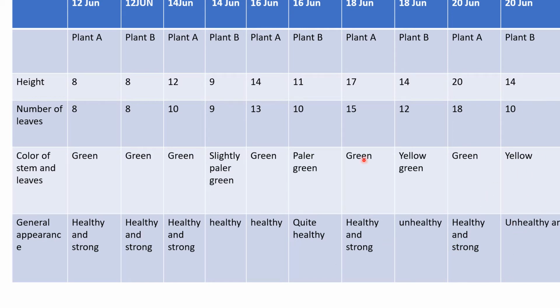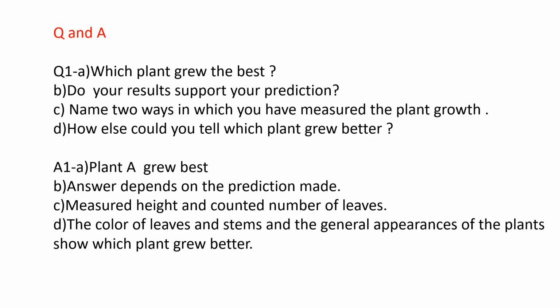Now let's discuss the questions and answers on the next slide. Which plant grew the best? Plant A grew the best. Do your results support your prediction? As we have taken both plants, A and B, and measured the height, the number of leaves, the general appearance, and the color of leaves, on this basis we have made the judgment of which plant growth is better, and it depends upon the prediction made.